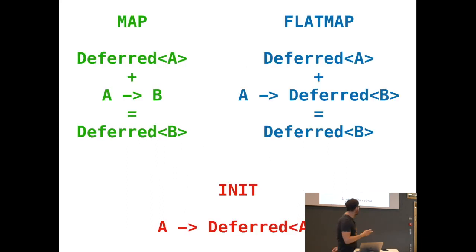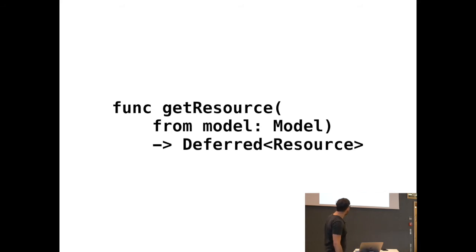Of course, we can flat map the deferred, we can initialize the deferred with a value. The deferred is a full-fledged monad. An interesting use case could be this. If we have a function, get resource, we take a model and we end up with a resource, but a deferred resource, because maybe we don't have it immediately. We have to do something in the background, some computation to get the resource.